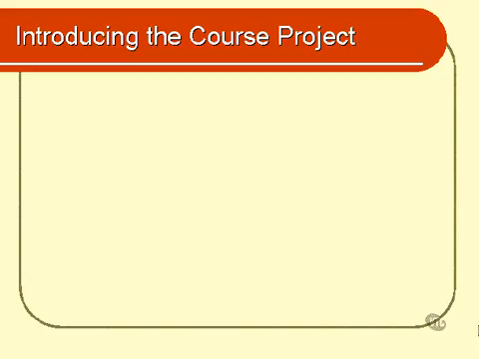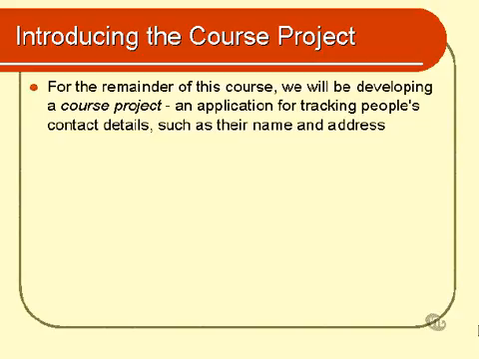So what is this course project that I've been talking about so far? Well, for the remainder of this course, we're actually going to develop this course project that I've been talking about. It is going to be a full-on application. It's going to be a few hundred lines of code by the time we're finished. So an application for tracking people's contact details, such as their name and address. So it's going to be a contact manager, or a very simple address book.